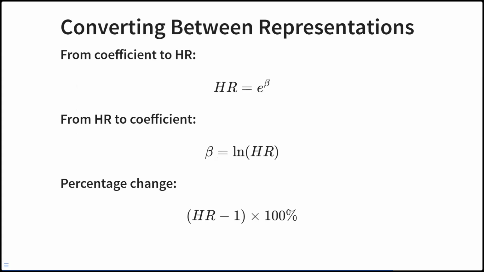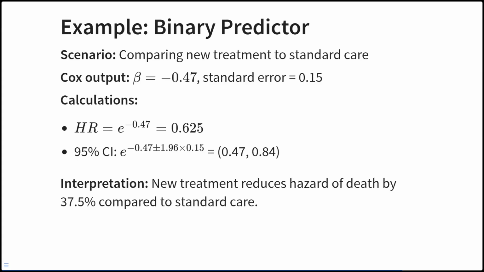And hazard ratio to coefficient? You take the natural log of your hazard ratio to get the coefficient. And percentage change is usually your hazard ratio minus 1. If your hazard ratio is less than 1, you say 1 minus your hazard ratio. Or if your hazard ratio is more than 1, you say hazard ratio minus 1, and you get the percentage change. So this is just a simple example showing the conversion between coefficients and hazard ratio.